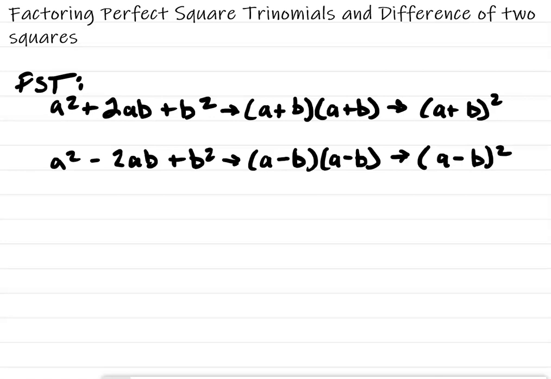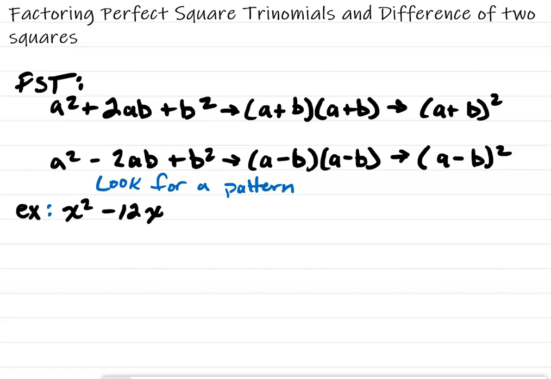So when you are looking at the examples, make sure that you are looking for a pattern. So look for a pattern. Let's write that down. Look for a pattern. So let's look at an example, this first example here. If I have x squared minus 12x plus 36.